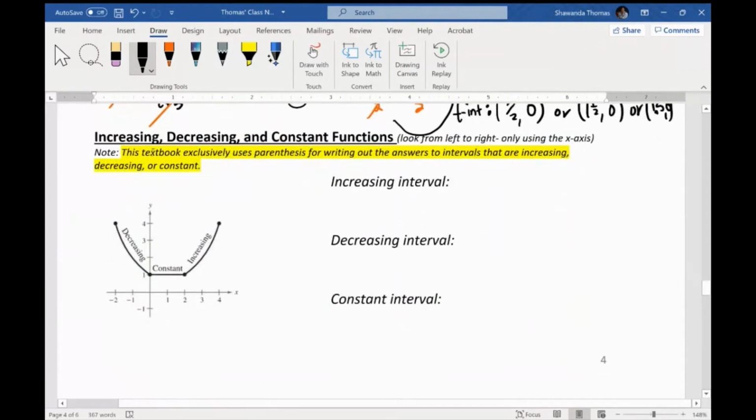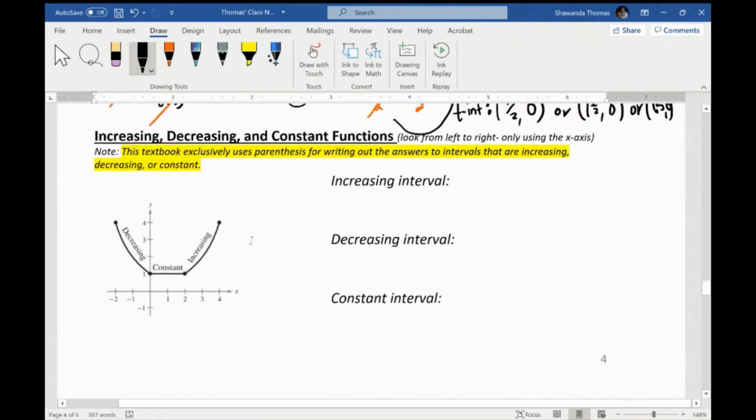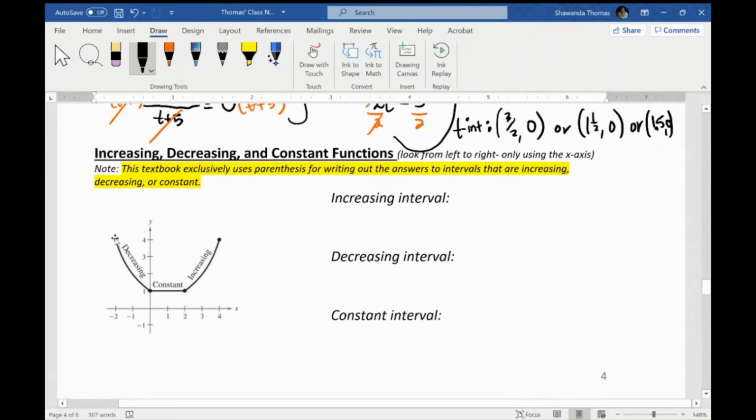Here's a look at an example of a graph, and I'm showing you what section is decreasing, what section is constant, and what section of this graph is increasing. Now, if you were tracing from left to right, starting with this point right here, and if you were tracing it with a pencil, are you going up or down? Going down. That's how you know it's decreasing on that interval.